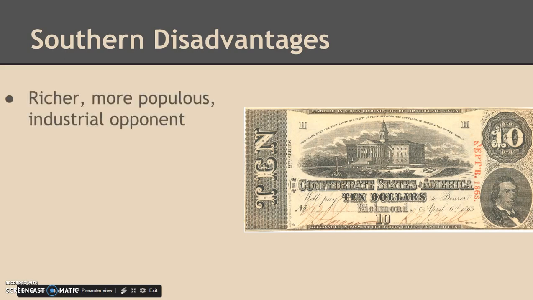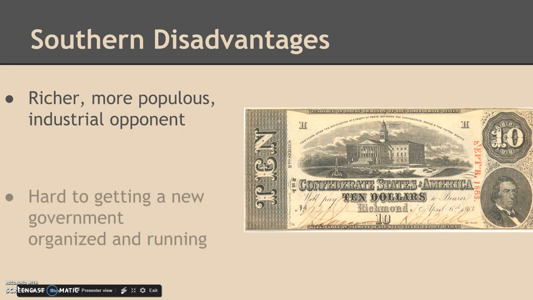Their disadvantages are huge. They're facing a richer, more populous industrial opponent, and it's a really hard time. It's not an easy job to get a new government organized and running while fighting a war. Remember, we talked about this in the American Revolution, but the South isn't going to be able to pull it off as we did that first time.